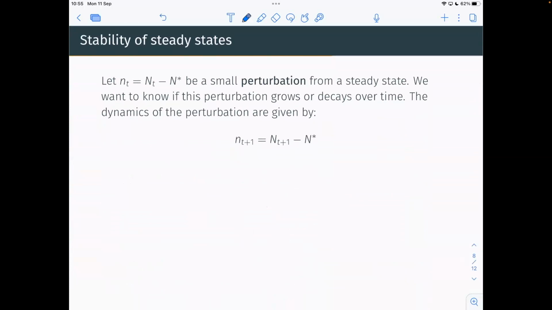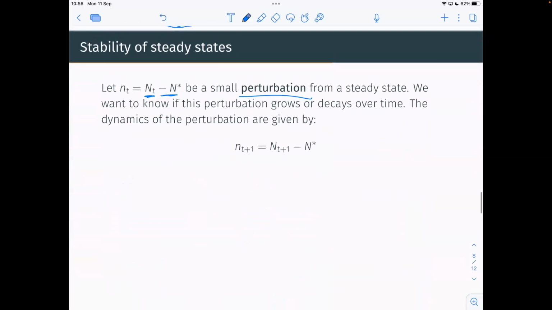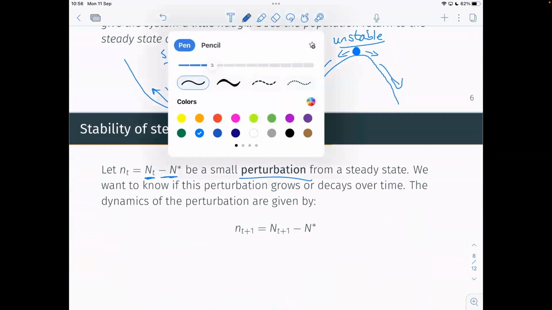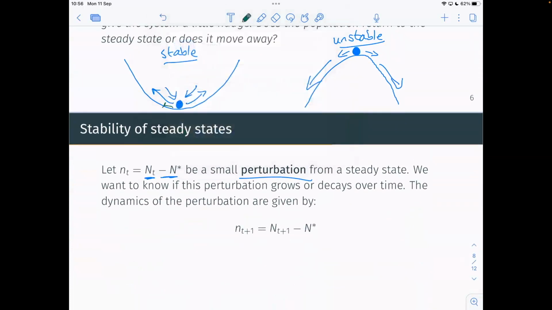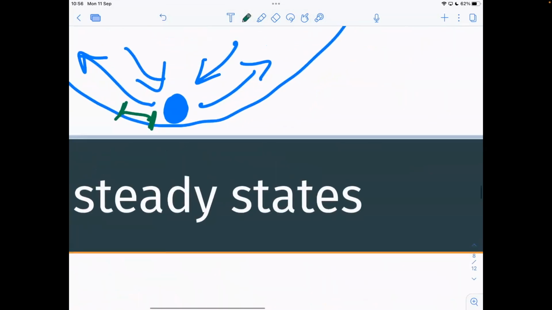Well, we're going to do a little change of variables here. We're going to set this little n of t to be our population size at time t minus our steady state value n star. And this is referred to as a small perturbation from our steady state. So what we're doing is essentially modeling the size of this movement here. If I zoom in here, this size here, how much we've moved away from our steady state, is going to be this little n t.